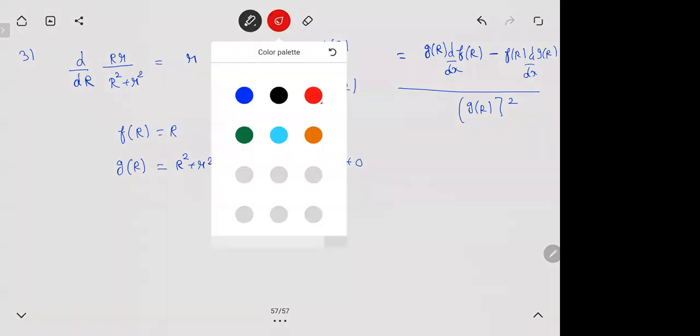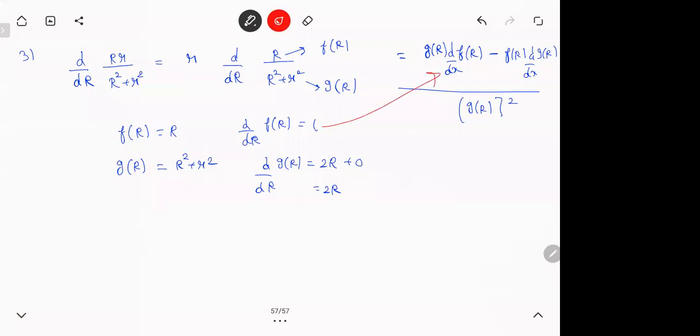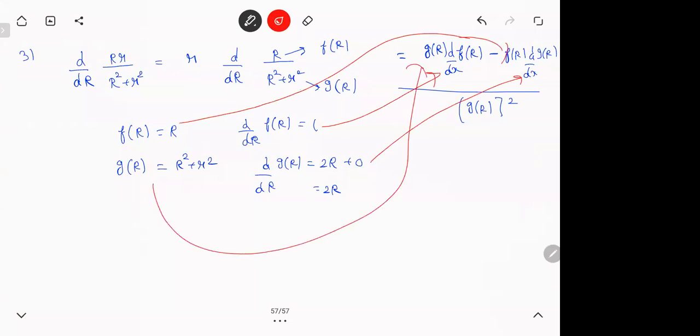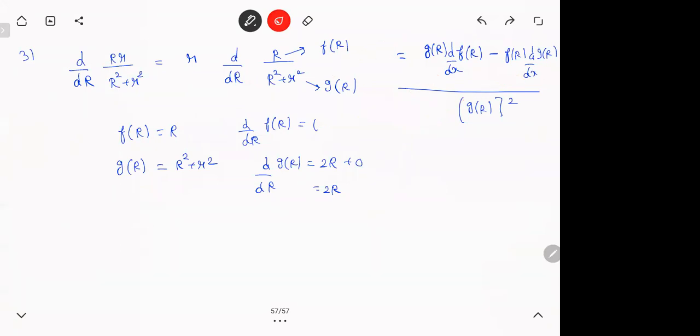Now you simply substitute here. Differential of f of r will go here. This will go here. This will go here. And this will go here. And this will go here. Aisa. Just substitute them in the formulas. Then what do you get? What is g of r? R square plus small r square. What is differential of f of r? 1. F of r is r. Differential of g of r is 2r. What is g of r? R square plus r square whole square. Simplify this. R square plus r square minus 2r square.